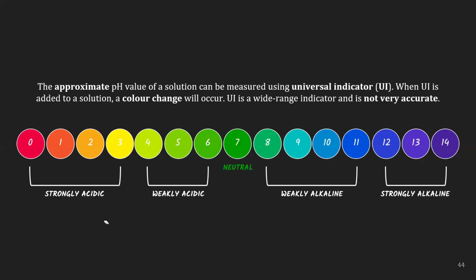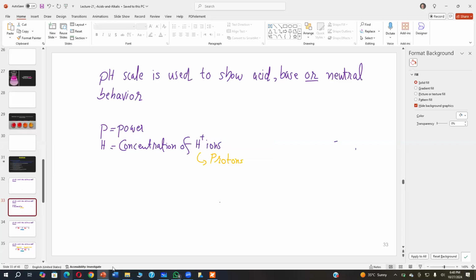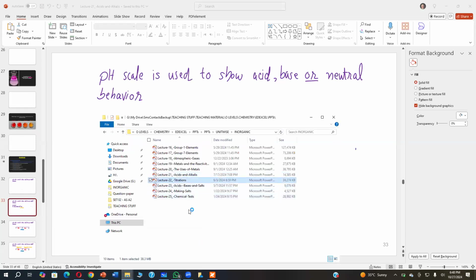This is the universal indicator story. Universal indicator is a mixture which can identify nearly all the pH values separately. So this is the color change. Universal indicator alone can identify all the pH values. These are the separate pH values of universal indicator. So we have done the basic introduction of acids and bases, their main reactions, and now we can go for titration.